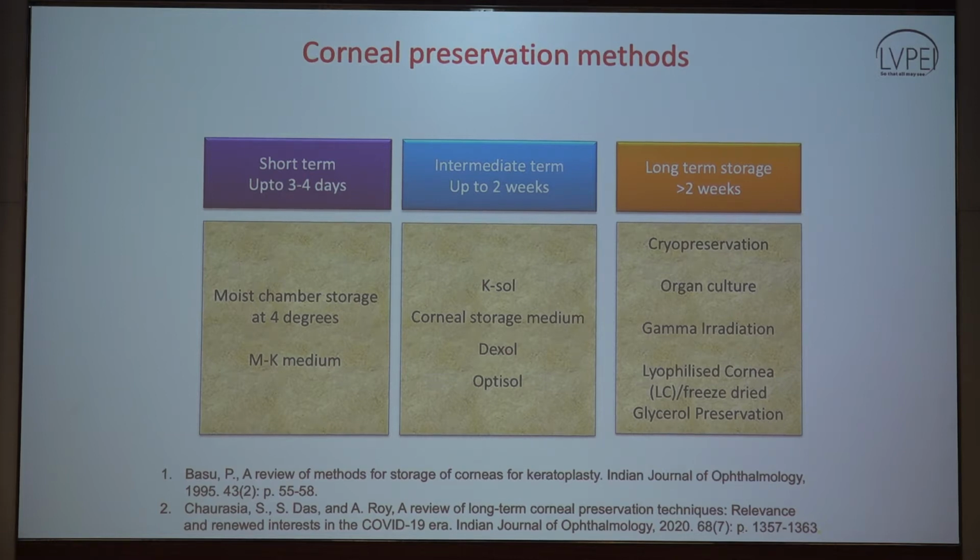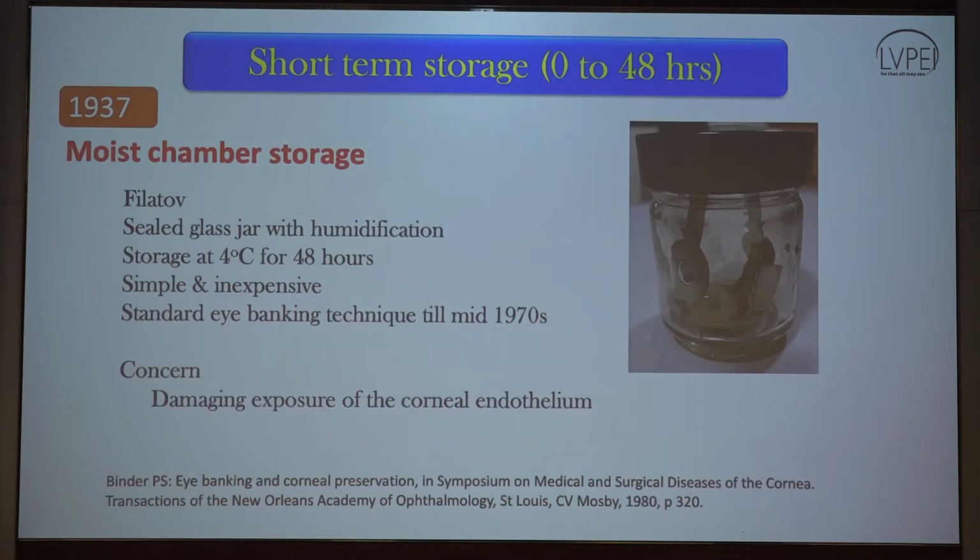The long-term storage, apart from organ culture, usually renders the tissue non-viable. So cryopreservation, gamma irradiation, lyophilized cornea, and glycerol preservation, which we have been using, especially glycerol preservation during the pandemic times. The moist chamber is mostly of historical interest, and sometimes, in a very resource limited setting, one may use that, where in a moist chamber with a saline gauge, the whole eyeball is preserved and sent in a cold chain.